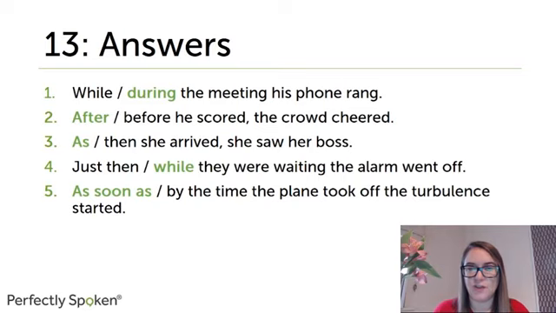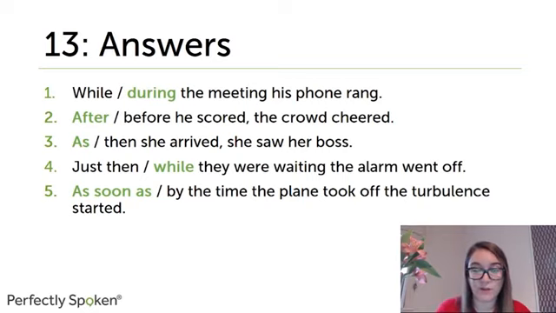Okay, number 1, during the meeting, his phone rang. 2, after he scored, the crowd cheered. 3, as she arrived, she saw her boss. 4, while they were waiting, the alarm went off. And 5, as soon as the plane took off, the turbulence started.